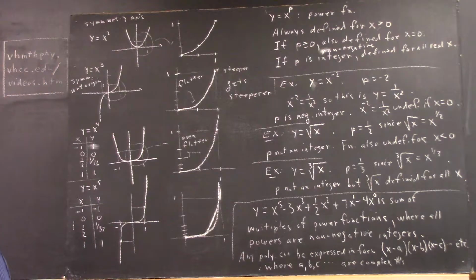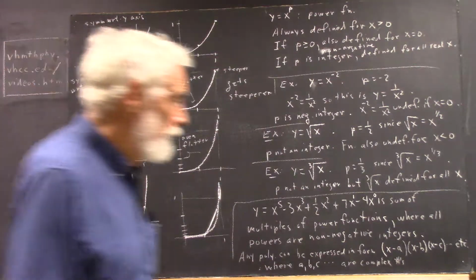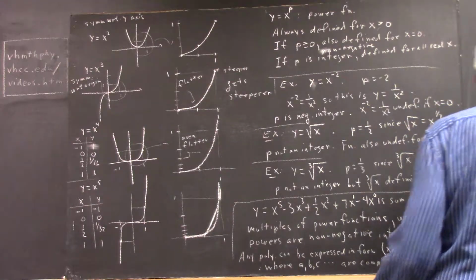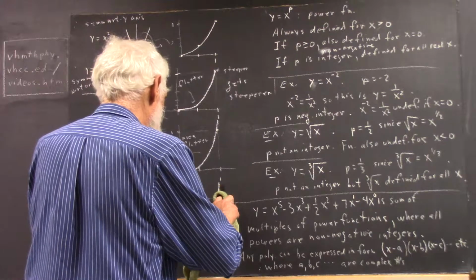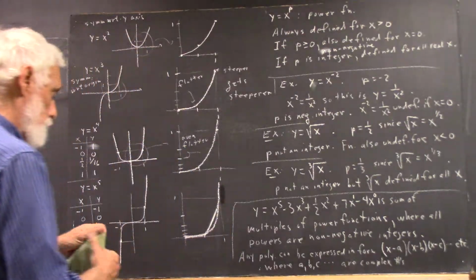Then, when we go to x to the 5th, I didn't do a real good job of sketching that graph the first time, so I smudged a lot of stuff out. Let's see if we can make that a little clearer. Okay.